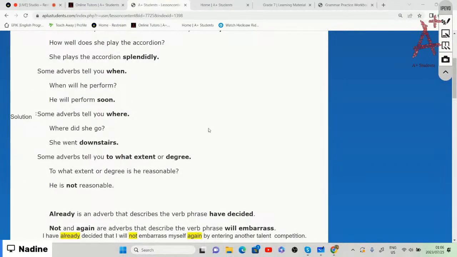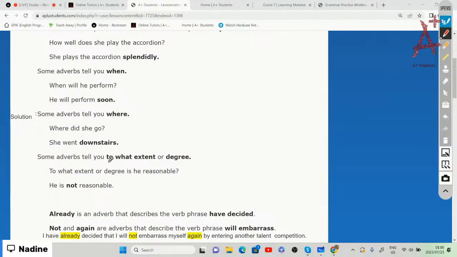Then we have some adverbs that tell us to what extent or to what degree. An example of that is, to what extent or degree is he reasonable? He is not reasonable. Not tells us the extent or the degree, which means that he is not reasonable at all.